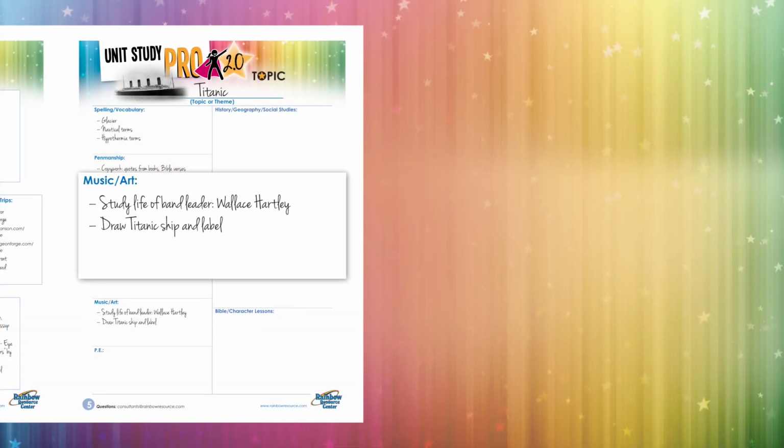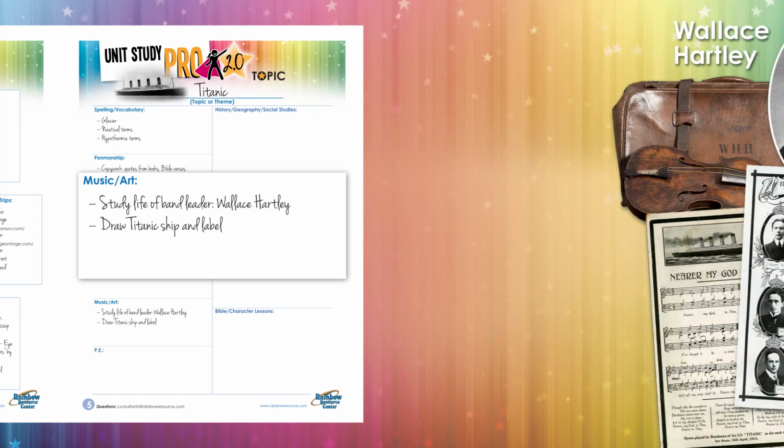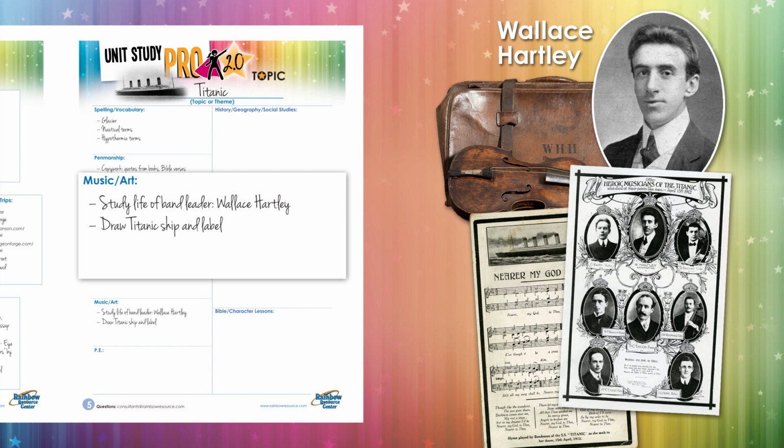Let's look at things to do for music and art. Children can draw and label a picture of the Titanic in art class. For music, study the life of bandleader Wallace Hartley, who chose to remain with several of his band members on the deck of the Titanic as it sank. Interestingly, it has been suggested that Nearer My God to Thee is the last song he conducted as the ship sank. Have your children listen to the song and analyze if it was a fitting choice as the boat went down.